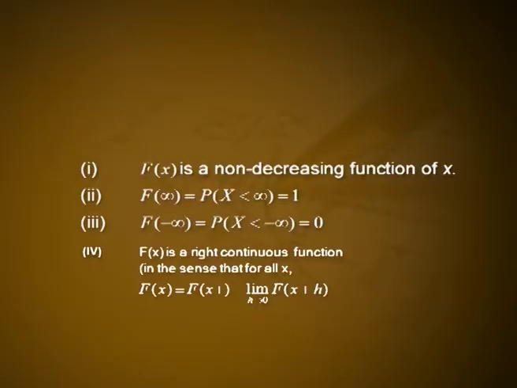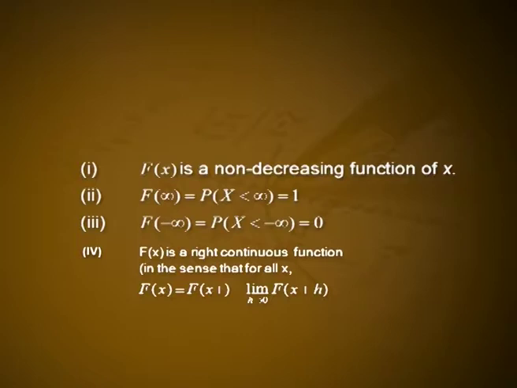In general, the distribution function capital F of x of a random variable has the properties: Number 1, capital F of x is a non-decreasing function of x. Number 2, capital F of infinity is equal to P of capital X less than infinity, that is equal to 1. Number 3, capital F of minus infinity is equal to P of capital X less than minus infinity, that is 0. Number 4, capital F of x is a right continuous function in the sense that for all x, capital F of x is equal to capital F of x plus, that is equal to the limit as h tends to 0 of capital F of x plus h.